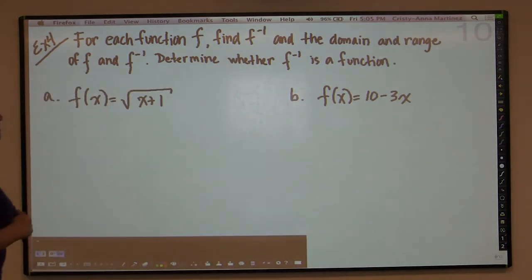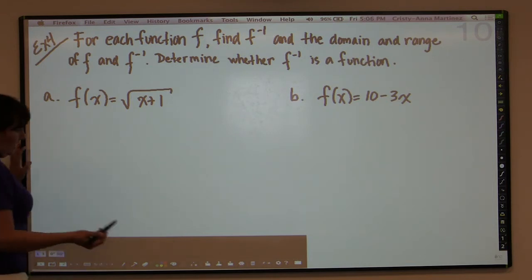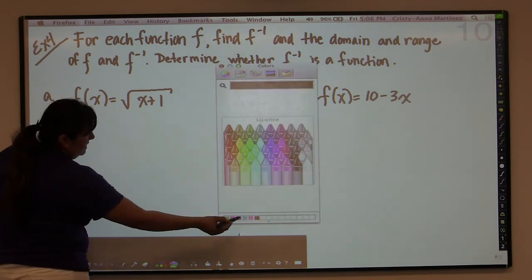So for each function f, it says find the inverse and the domain and range of f and f inverse. Determine whether f inverse is a function. So this is like all crazy stuff here, okay? So let's just attack this guy.